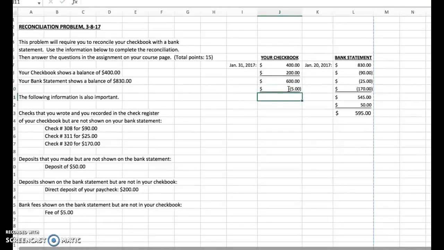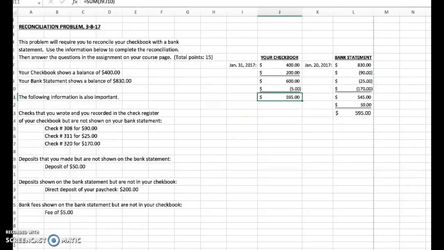So you will have to deduct $5, and you can see what's going to happen. When you add that, or subtract that, excuse me, you'll come up with $595. So you have now adjusted your checkbook, you've now adjusted the bank statement, and they are in agreement. So this is called reconciliation. You have reconciled your checkbook with the bank statement. This is what you need to do every month.